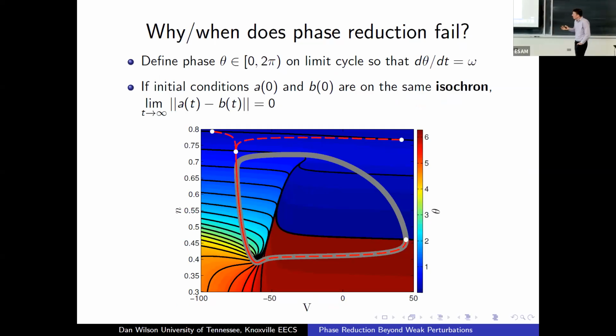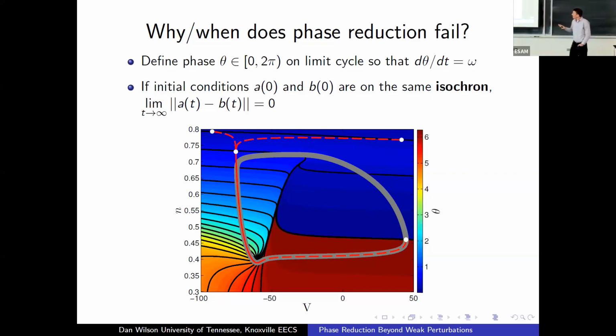Zooming out a little bit, just thinking about a planar two-dimensional system. Two variables v and n here. This system has a limit cycle shown in gray. And along this limit cycle, I can define a phase between 0 and 2 pi in this case and scale so that in the absence of input, d theta dt is equal to omega.